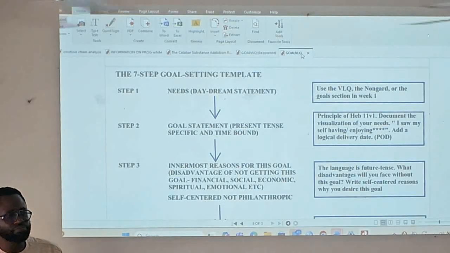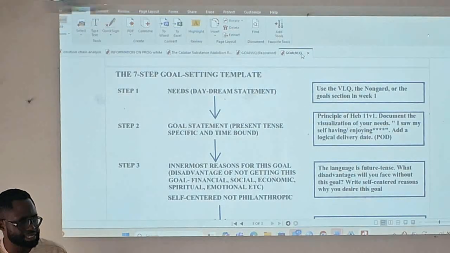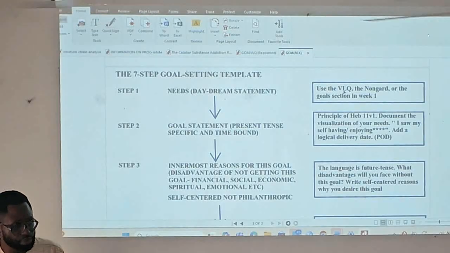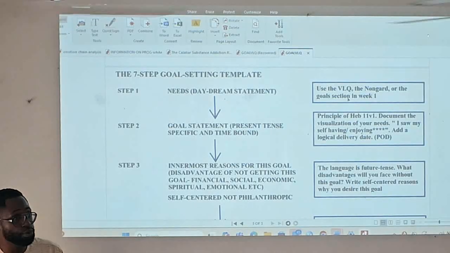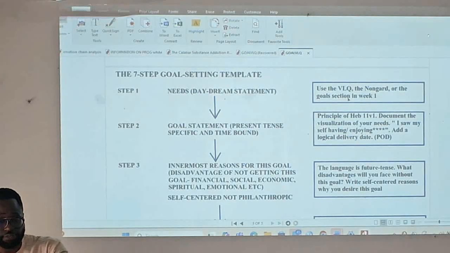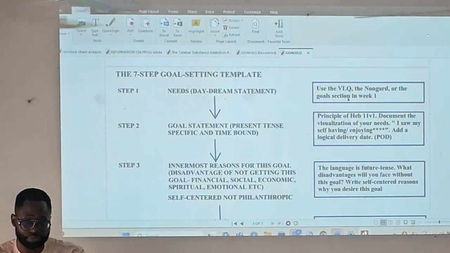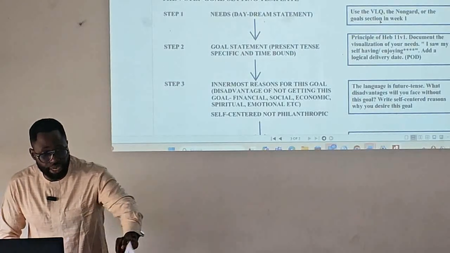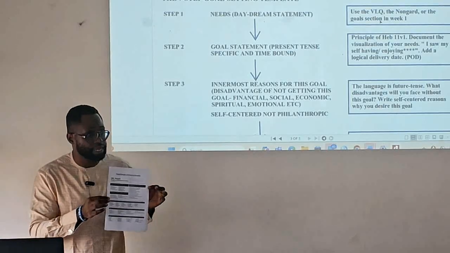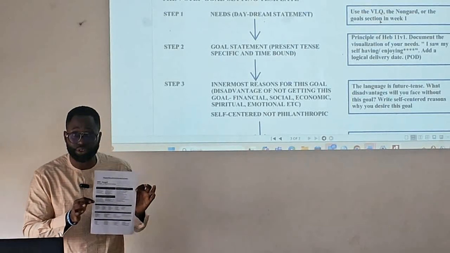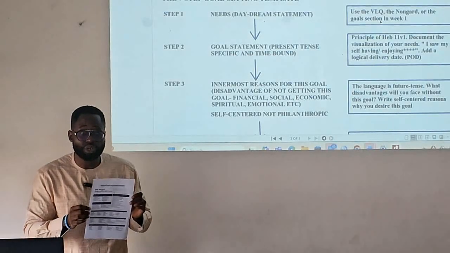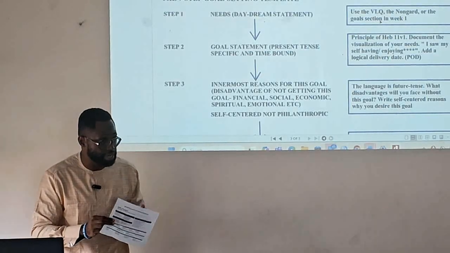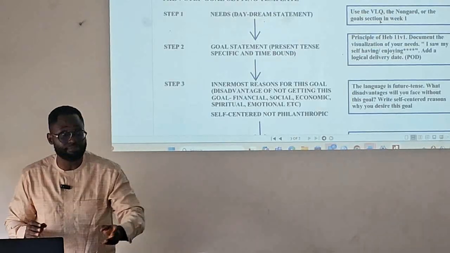There are 3 ways to find out what a need is. The first way is to use the VLQ. The second is to use the non-guard. And the last is to use the goal section in your week 1. Can I see your non-guard form so I can just briefly flash? So this is what the non-guard form looks like. It just shows your strengths and your weaknesses. What you lack, what you have. What you lack is what will now become a need. But what we want to now use is the VLQ.